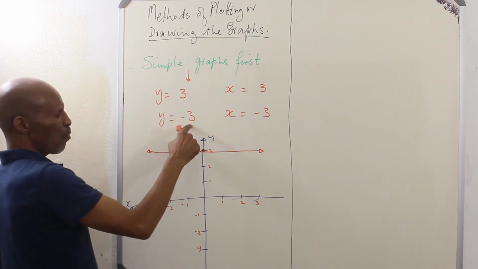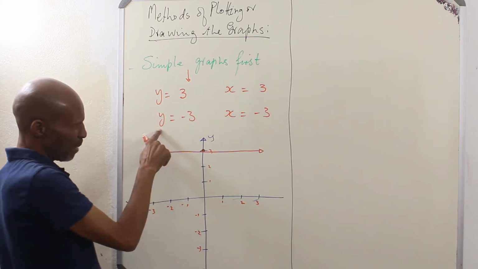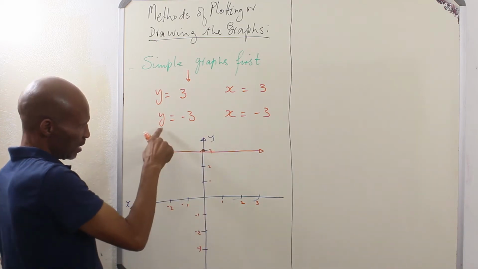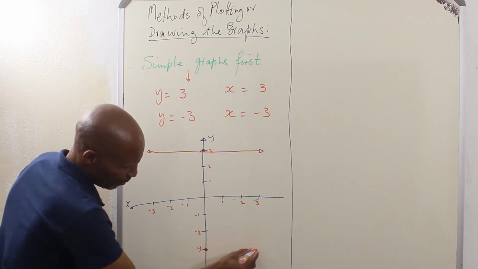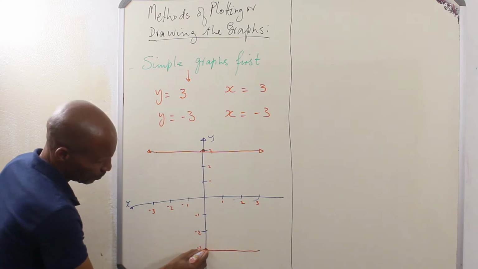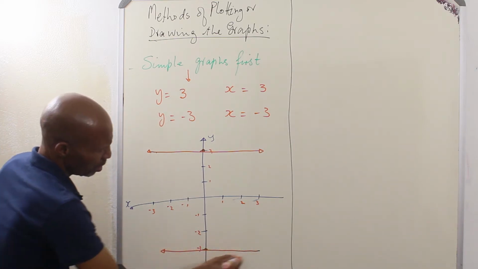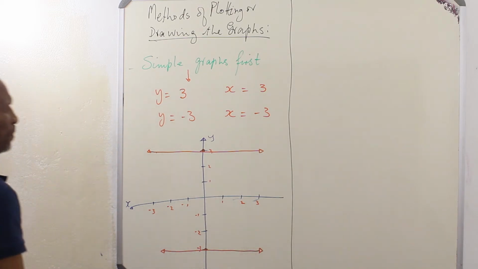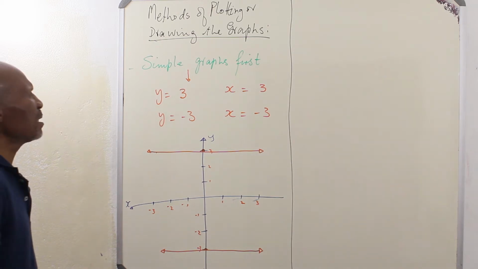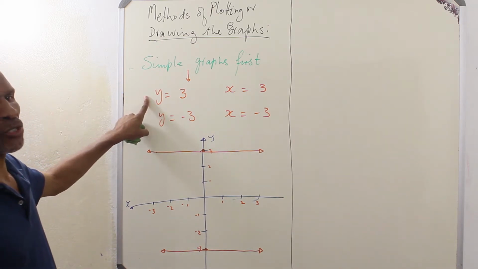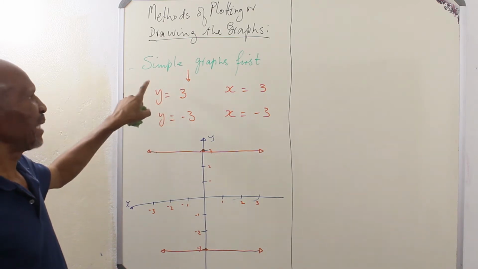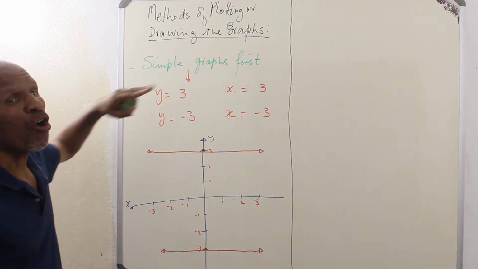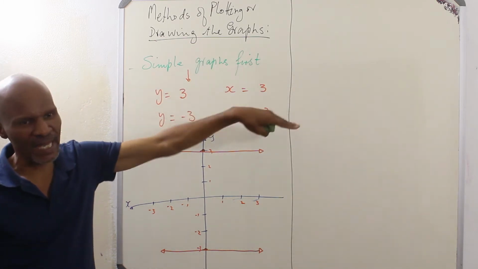Bese siphinde sidweba eka y is minus 3. Siyahamba siye kuma y axis. Sifune y o minus 3. Sesiyayidweba futhi le graph, nansi ibukeka kanje. Oh, hayi sesingaconclude ke manje ukuthi masithi y is equals to a number, whether the number is positive or negative, that graph is horizontal, parallel to the x-axis.